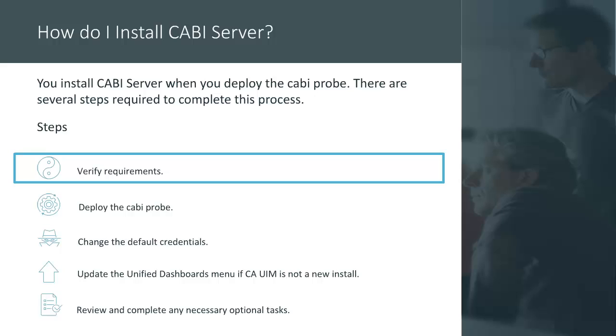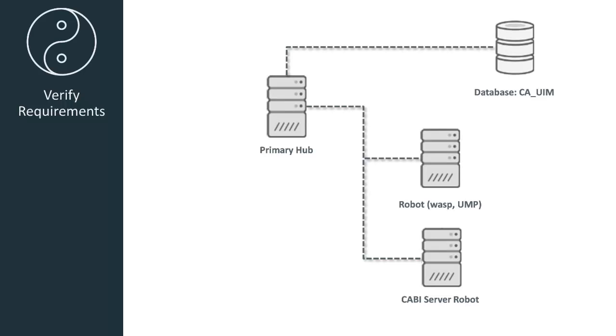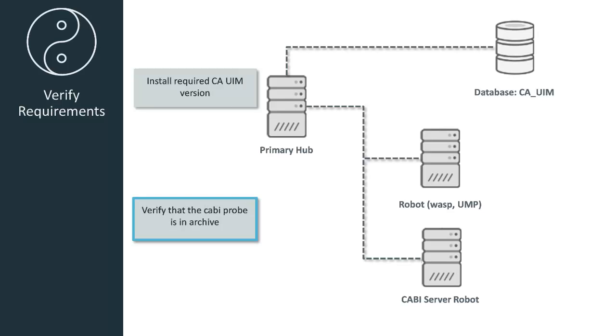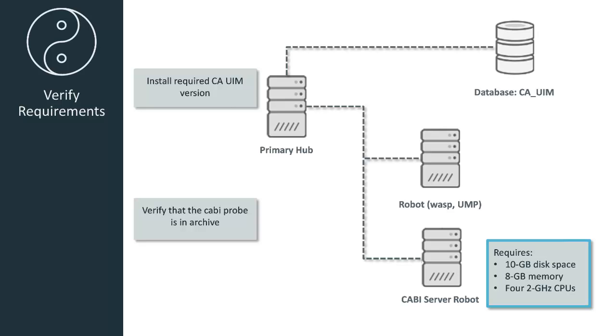The first step is to verify that you meet the minimum requirements for deploying the CABI Probe. To successfully deploy the probe, make sure that you have installed the required version of CA Unified Infrastructure Management for your version of the CABI Probe, and that you have the CABI Probe in the CA Unified Infrastructure Management archive. You also need to make sure that your CABI Server robot meets the minimum requirements for disk space, memory, and CPUs. The CABI Server robot must be a dedicated robot attached to the primary hub. Do not deploy CABI Server on a robot running UMP or on a secondary hub.